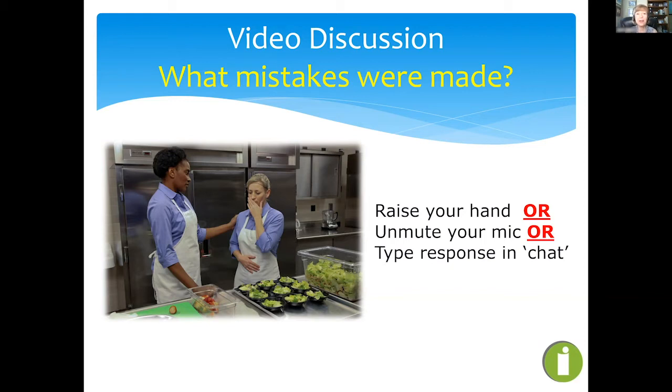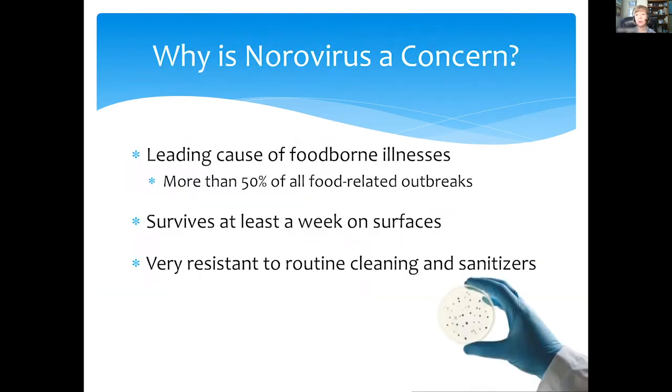Okay, so there's a lot of different things related to norovirus that is so important for us to be aware of, and we're going to cover a lot of different things today. So why norovirus is important: I already said earlier that it is the leading cause of foodborne illness. More than 50% of all of our foodborne illness outbreaks are because of norovirus. So if you added up E. coli and salmonella and listeria and everything else that you hear about on the news, it still wouldn't add up to the number of outbreaks that we have with norovirus.